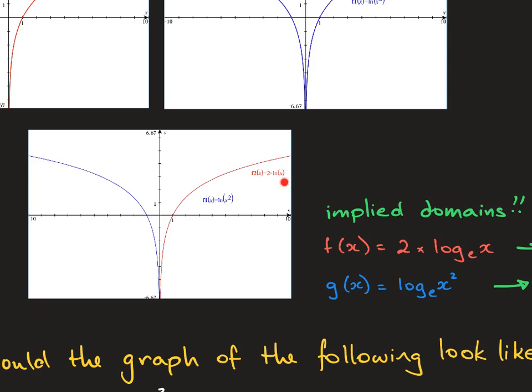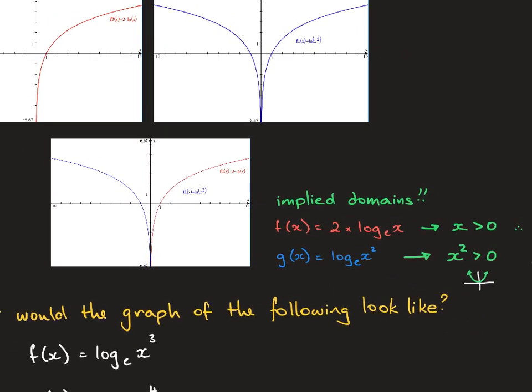Now, our log graph is supposed to have a domain where for this one here, you need x to be greater than 0. You need it to be positive. So our domain is only positive x values. Whereas for this one here, I can put a negative value into x and it will still spit out a positive value as a whole because you're squaring it. So what we've got here is an issue with implied domains.